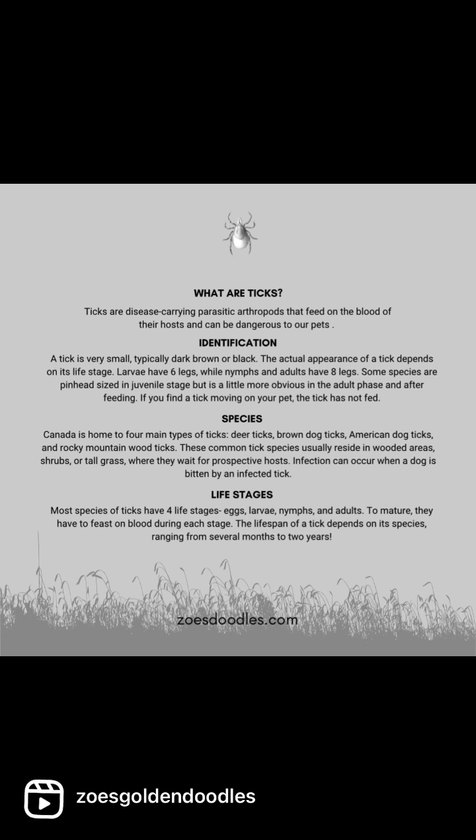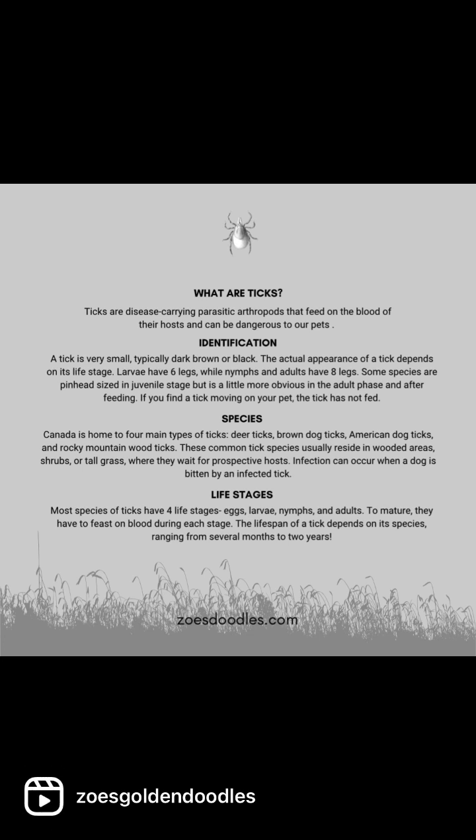Species. Canada is home to 4 main types of ticks: deer ticks, brown dog ticks, American dog ticks, and Rocky Mountain wood ticks. These common tick species usually reside in wooded areas, shrubs, or tall grass, where they wait for prospective hosts. Infection can occur when a dog is bitten by an infected tick.